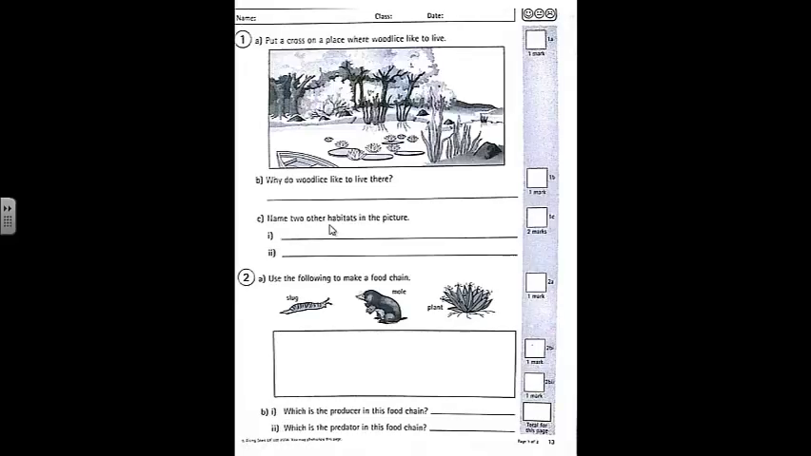Put a cross on a place where wood lice like to live. Wood lice is a kind of insect. From its name, you can find out that it loves to live in wood. So we have to cross wood.